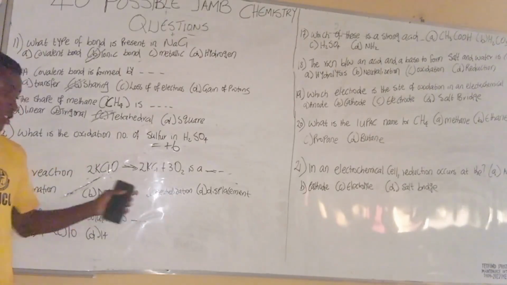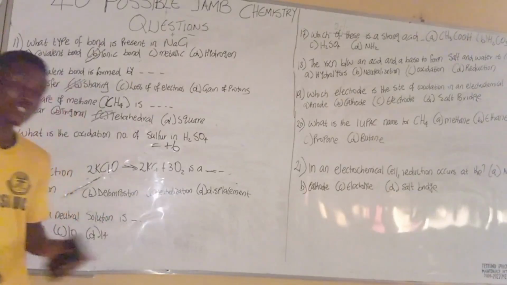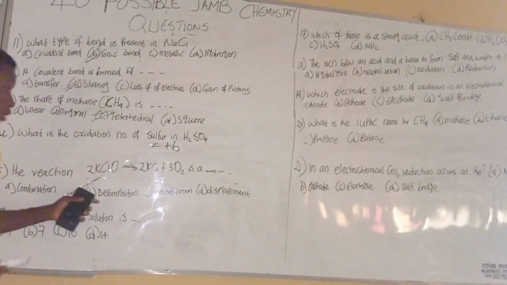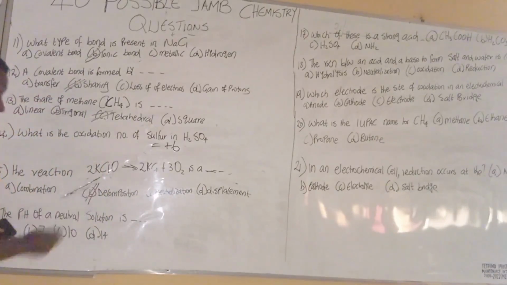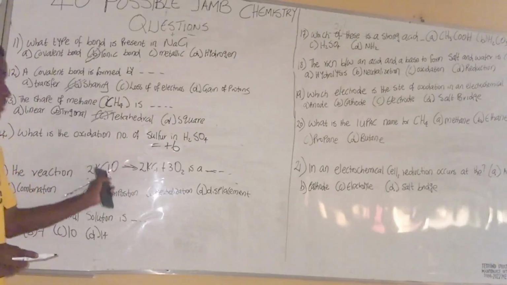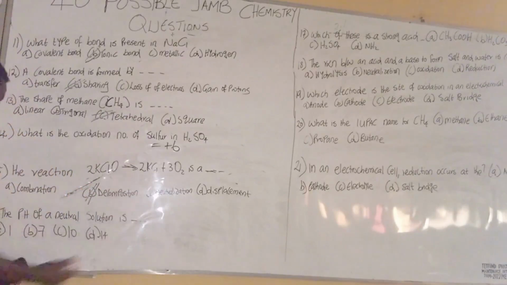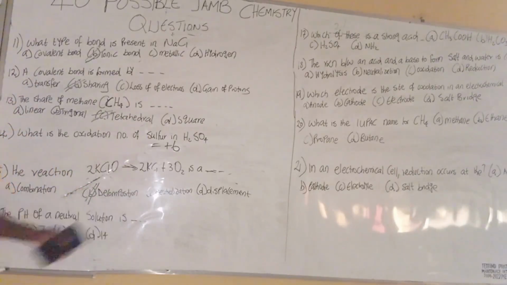A decomposition reaction. D, it is what? A neutralization reaction, which is wrong. And D is what? Displacement reaction, which is wrong. So the complete answer is what? Decomposition, because there's a breaking down. It is being decomposed to give you a compound and an element, as the case will be. So the answer is B. We have the next one.